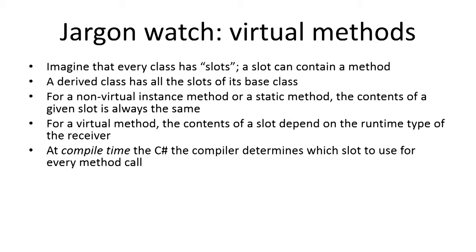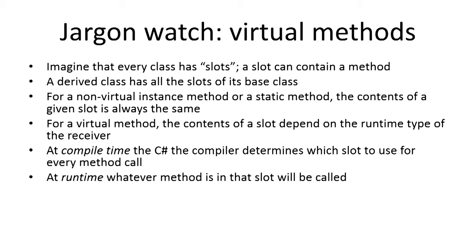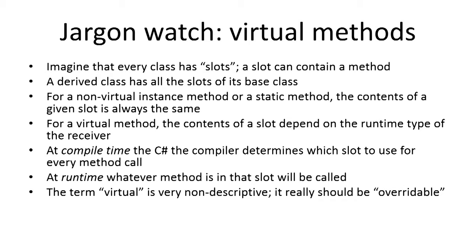So here's how it works. At compile time, the C# compiler figures out which slot I am going to call for this method call. Then at runtime, the method that is actually in that slot is called. So why are these things called virtual? Really, it's not a very descriptive term. I kind of wish that these kinds of methods had not been called virtual methods. If you take a look at how virtual methods are implemented in many programming languages, it becomes a little bit easier to understand why they're called virtual methods. But really, this is very non-descriptive for the user. I would have much preferred if they had been called overridable methods, because that's what they are.